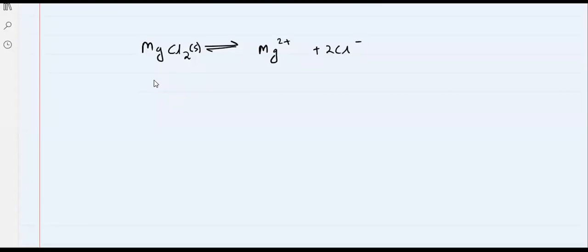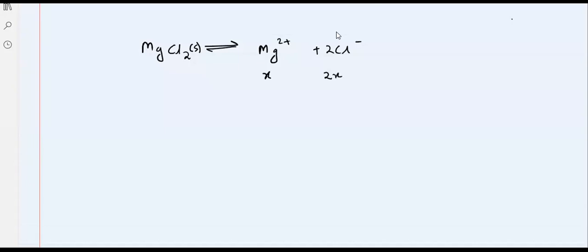Now, whatever it is, what will be the concentration or the number of moles of Mg2+? Suppose this is x. So the Cl- will be how much? Tell me everyone. It will be 2x. Yes, very good. And the activity of MgCl2 will always be 1.